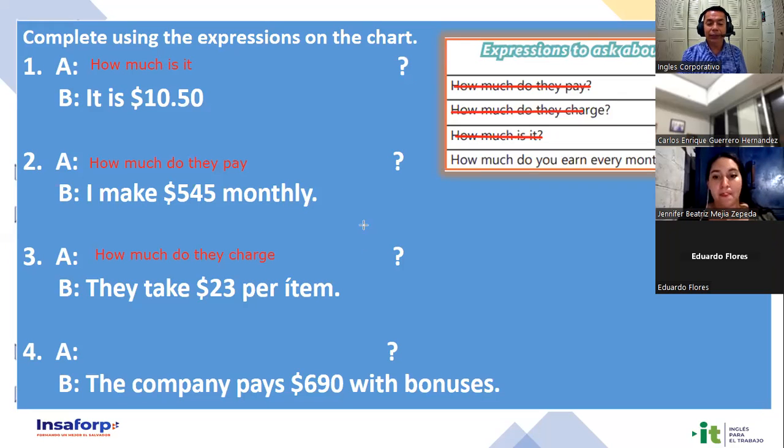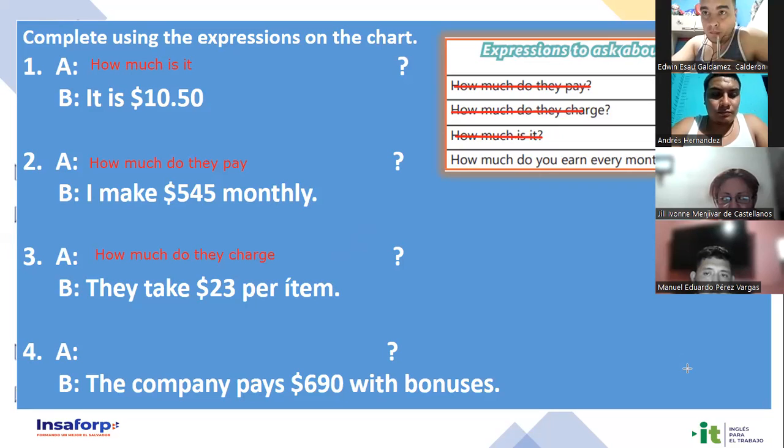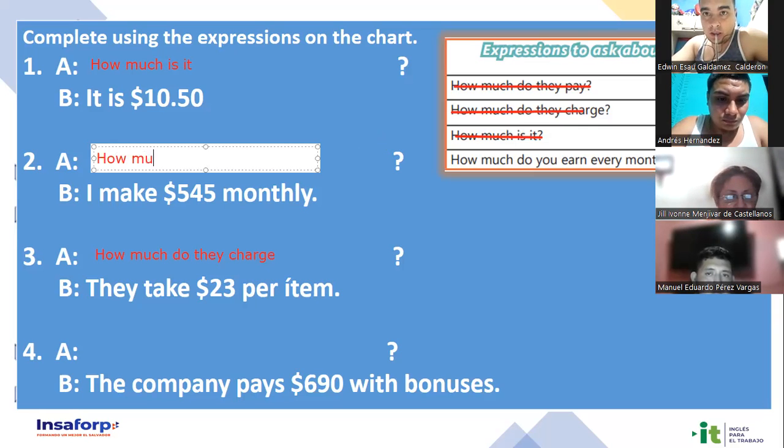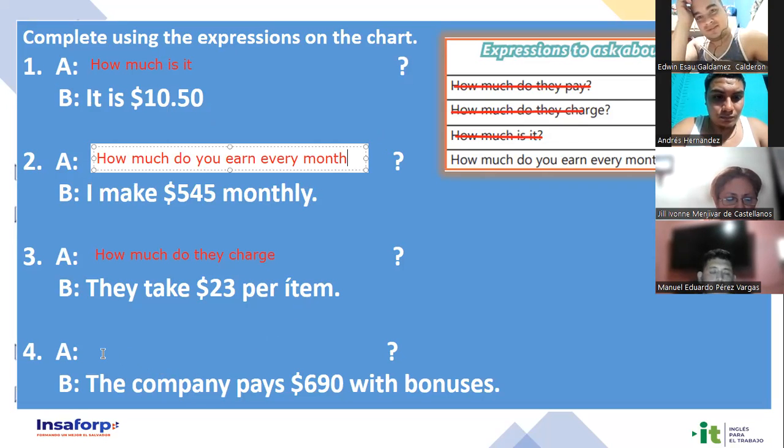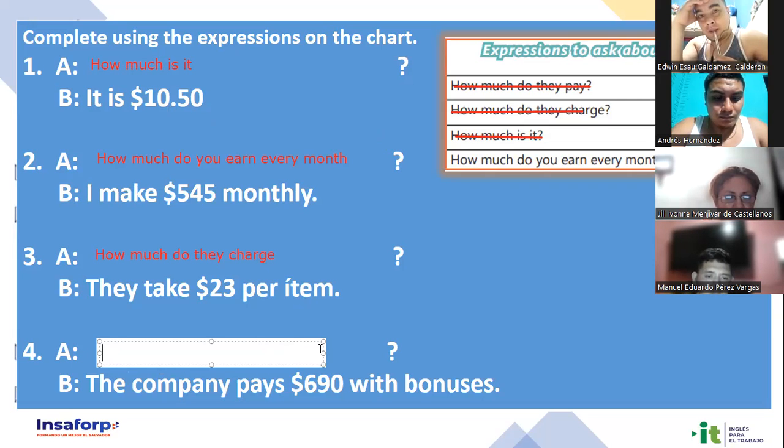Okay, and then... sure. Wait a minute. ¿Quién me levantó la mano? ¿Quién más? Ahí vi una manita, pero no vi el nombre. Yo la levanté. El how much do they pay iría para la pregunta 4. Oh, really? There is a correction? Okay. Good. So we're going to erase. Vamos a borrar entonces. Thank you very much. That is Jill, right? ¿Usted es la que me dio el comentario, Jill? Sí, okay. So how much do you earn every month. That's okay. Good. And what is the answer for number 4? Volunteers, please.